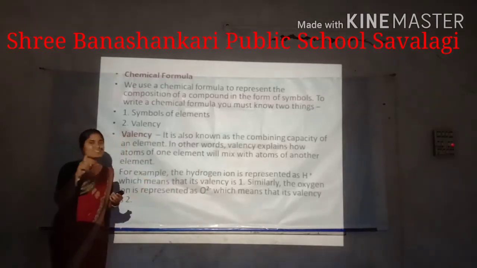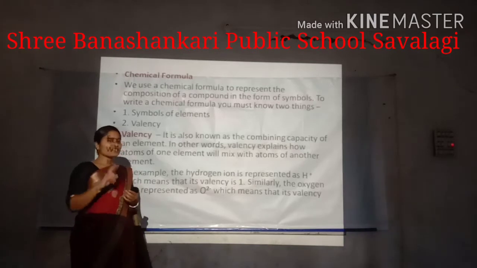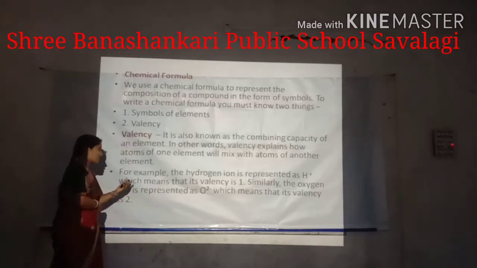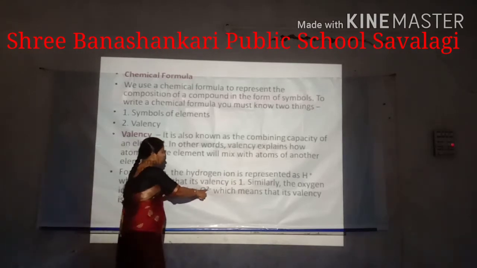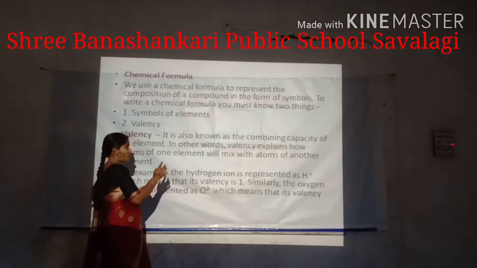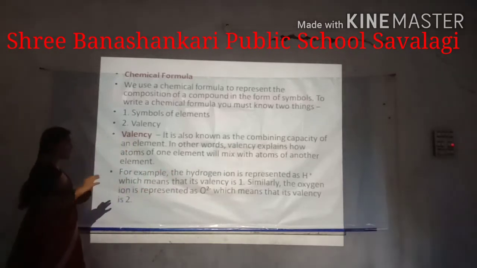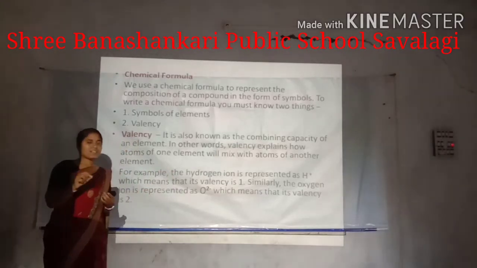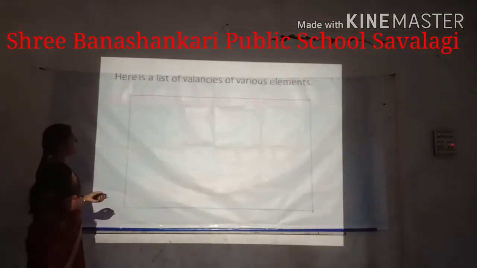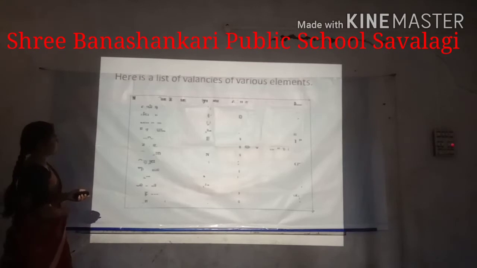Hydrogen plus means the valency of the hydrogen is 1, and similarly the oxygen ion is represented as O2 minus. O2 minus means that its valency is 2. And here we have the valencies of various elements.